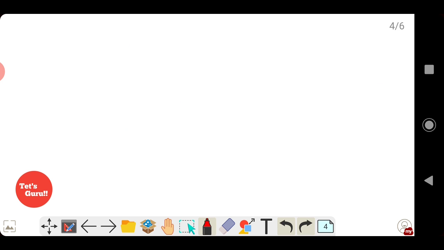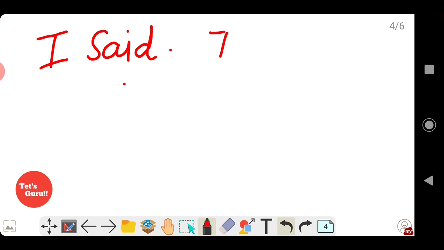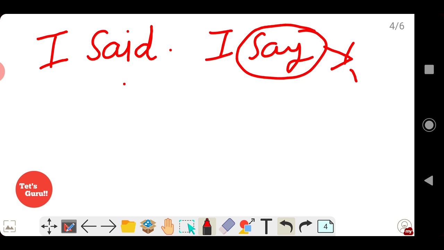मैंने कहा, I said. Said is the second form of the main verb say. Say, said, said. मैंने कहा, I said. You cannot say I say, because this is the first form of the verb. But in case of past indefinite, always we gotta use the verb second form.